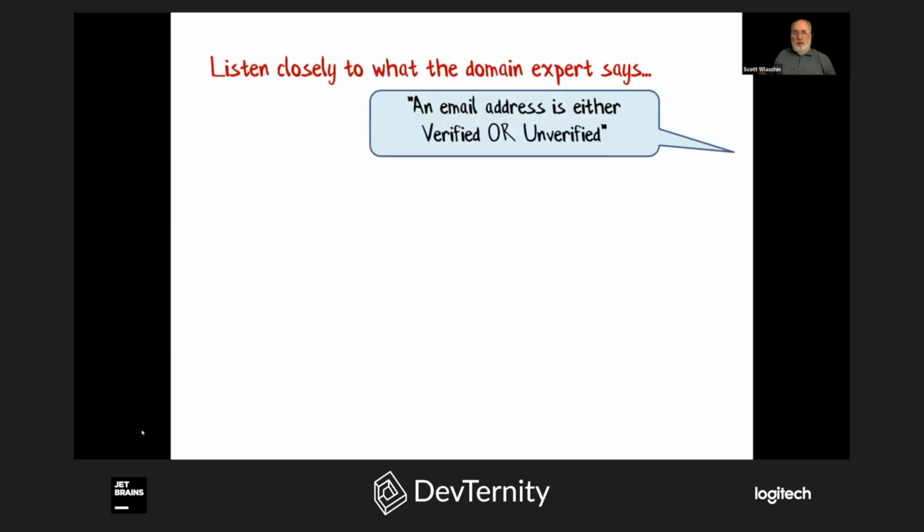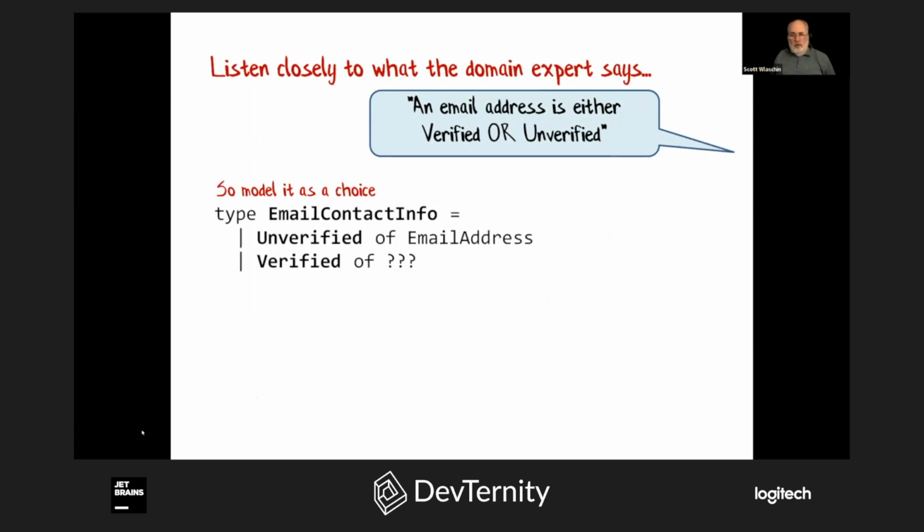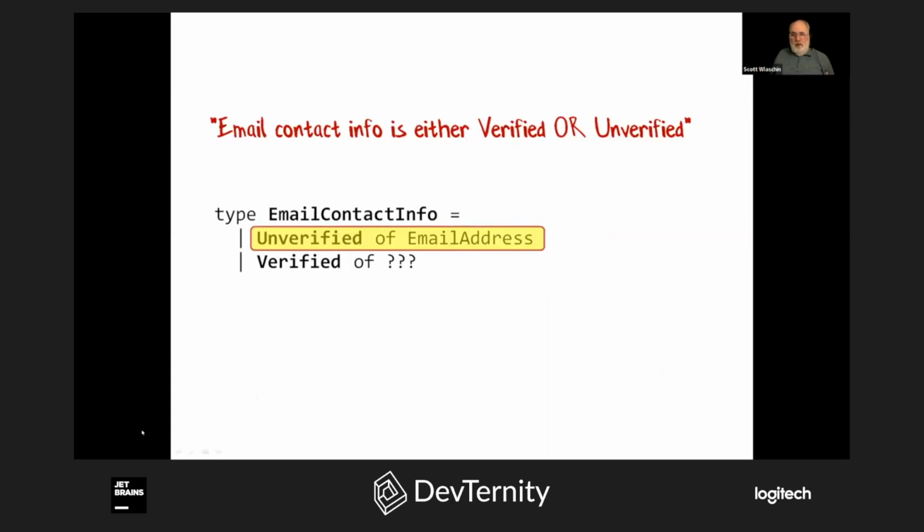So let's see what the domain expert says. They will tell me an email address is either verified or unverified. Okay, so I'm going to model it as a choice. It's either unverified or it's verified. Now, if it's unverified, it's just a regular old email address. That's fine, because I can use any old email address. Now, what about if it's verified?